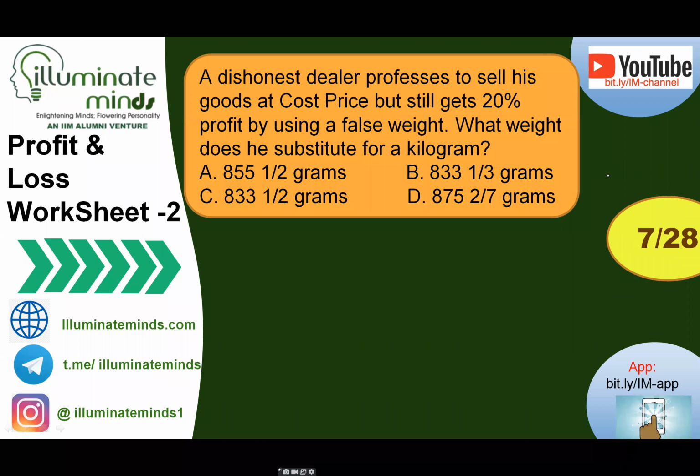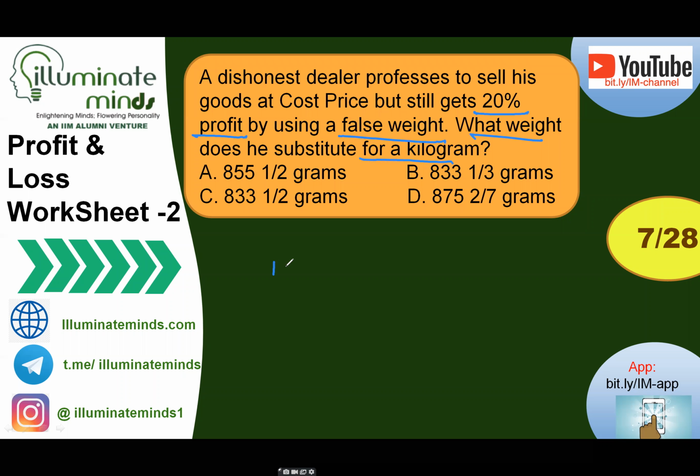Question number 7. A dishonest dealer professes to sell his goods at cost price but still gets 20% profit by using a false weight. Now, guys, as in the last sheet, I have also told you that 20% profit is one thing and 20% corruption is another thing. By using a false weight, by what does he substitute for a kg?